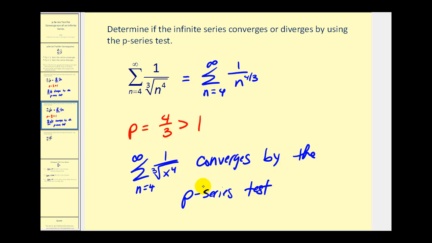Again, this is a shortcut to the integral test. If we let f of x equal 1 over x to the 4/3 power, we could apply the integral test to show that it converges as well. But this is obviously a much easier, shorter way to show that it converges. Let's go and take a look at one more.